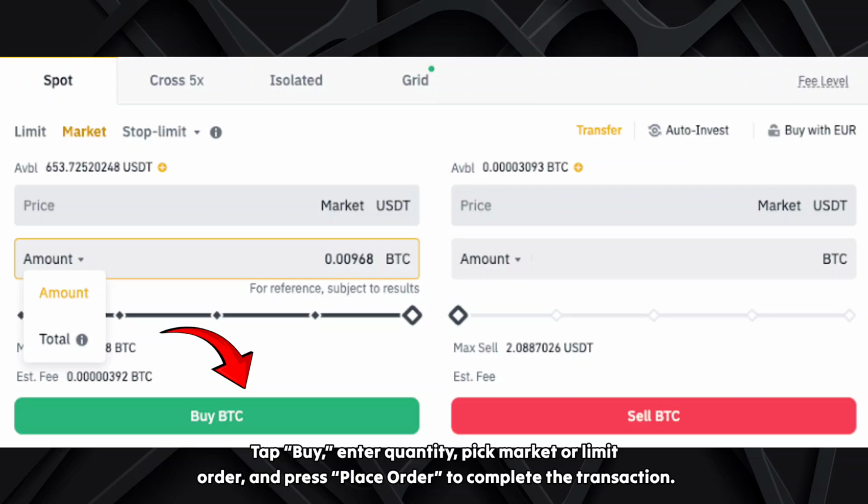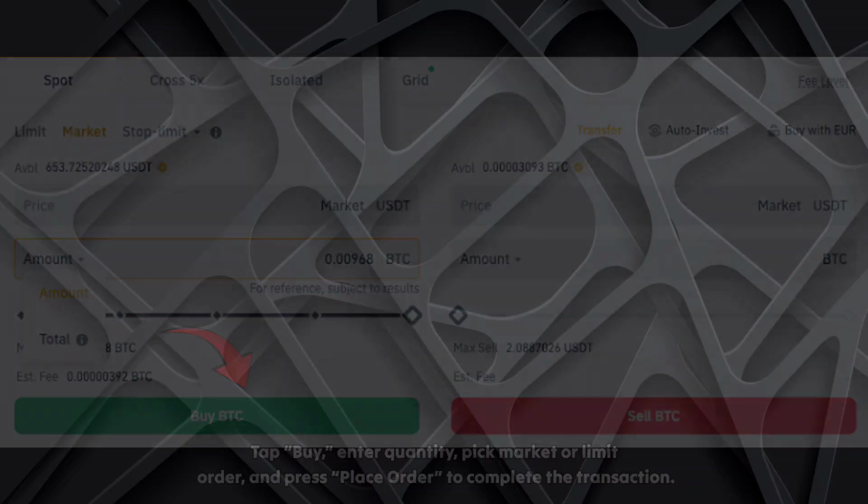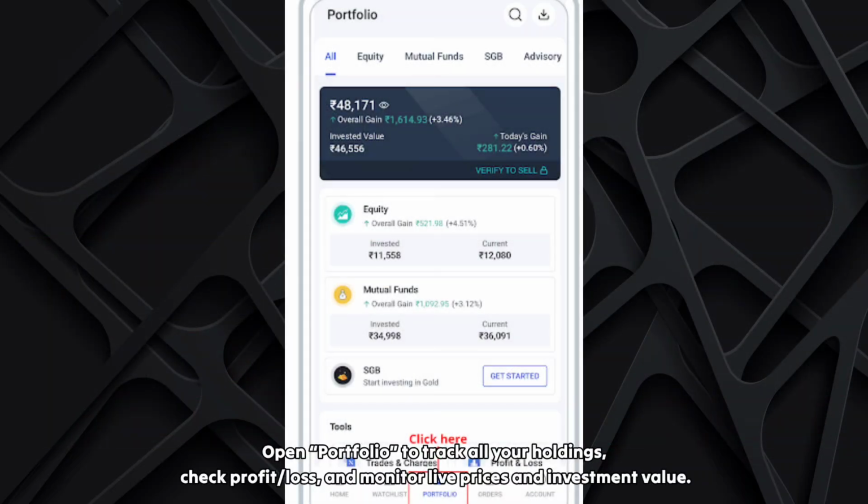Tap Buy, enter quantity, pick market or limit order, and press Place Order to complete the transaction. Open Portfolio to track all your holdings, check profit, loss, and monitor live prices and investment value.